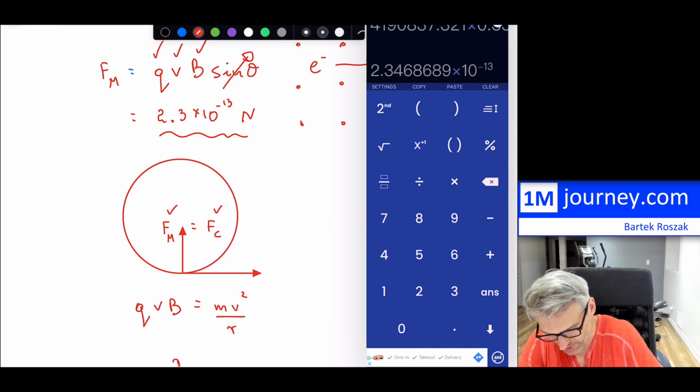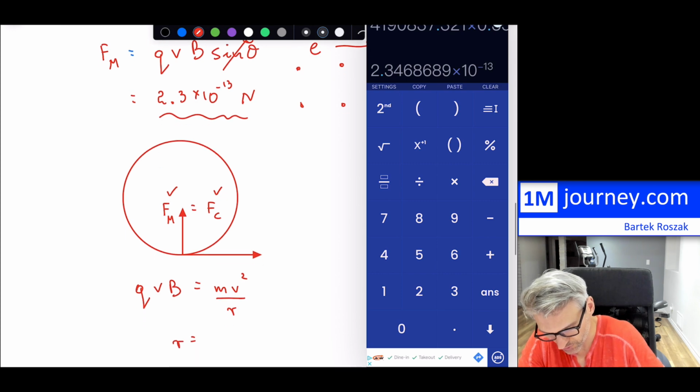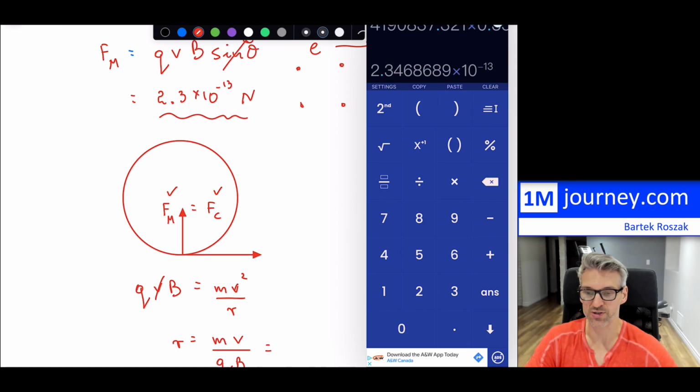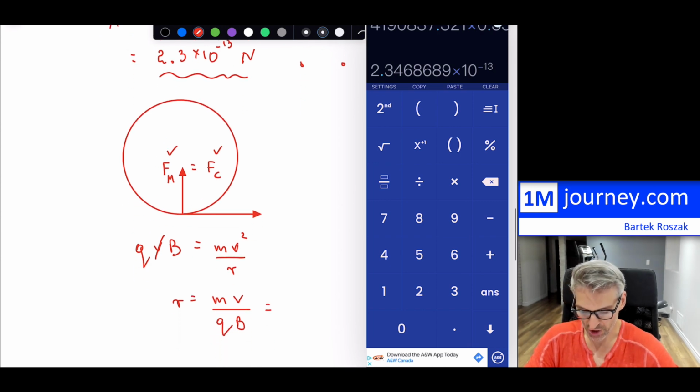And you can rearrange this formula. If you do this, you can cancel this off. You will notice that you're going to obtain r equals mass times v divided by QB. So we can substitute the mass, the speed, the charge and the magnetic field strength, and then we'll get exactly what we wanted.